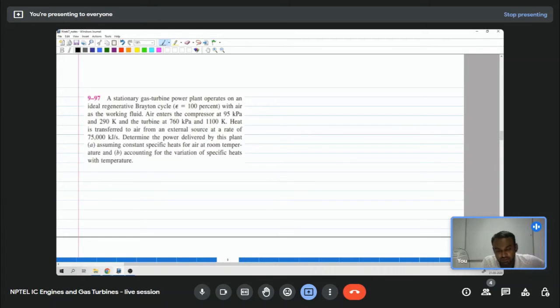In this problem, we have a stationary gas turbine power plant which operates on an ideal regenerative Brayton cycle with effectiveness of 100% with air as working fluid. The air enters a compressor at 95 kilopascal and 290 Kelvin, and the turbine inlet pressure is 760 kilopascal and temperature is 1100 Kelvin. Heat is transferred to air from an external source at a rate of 75 kilojoules per second. Determine the power delivered by this plant.